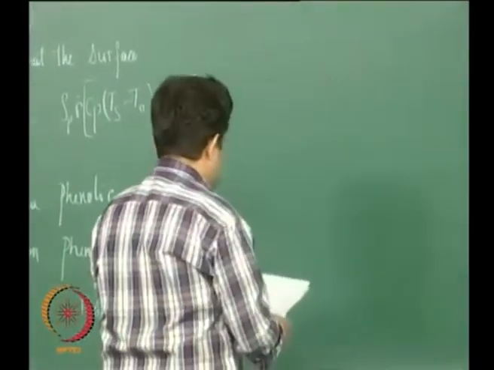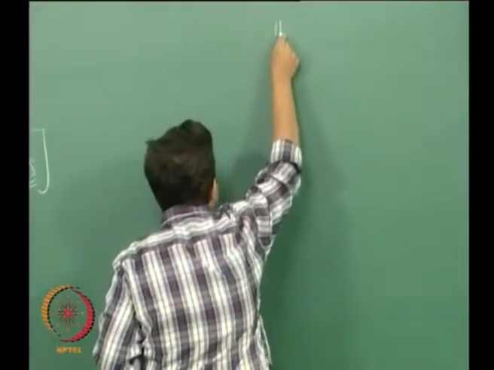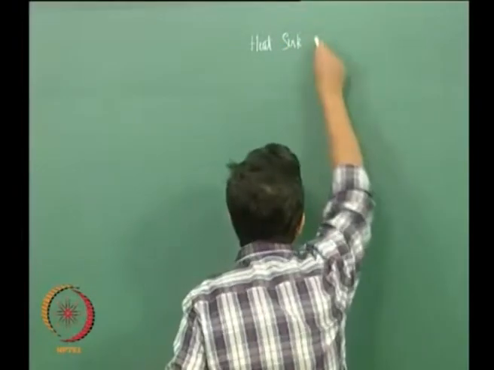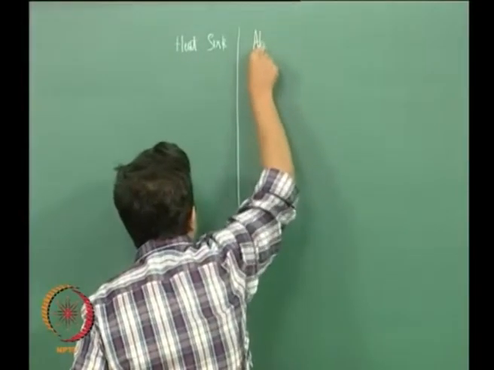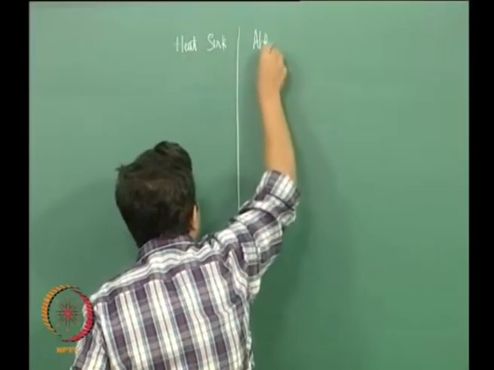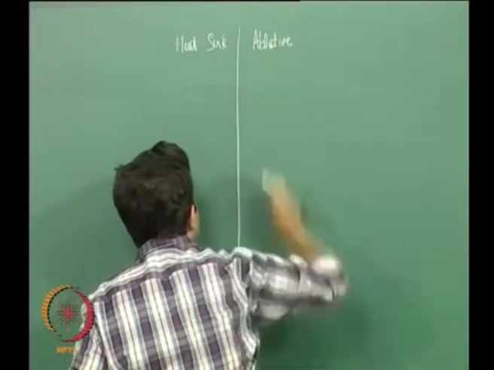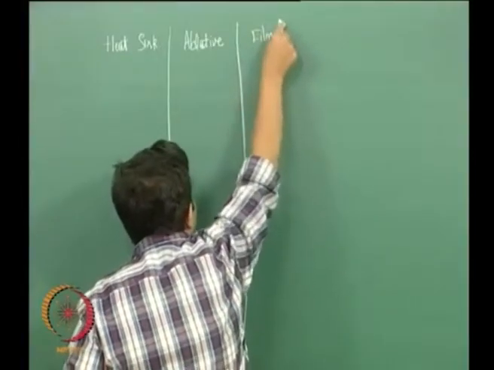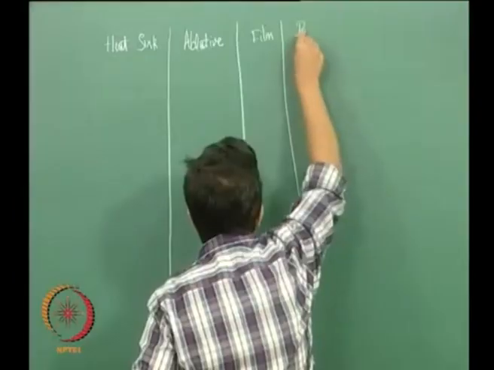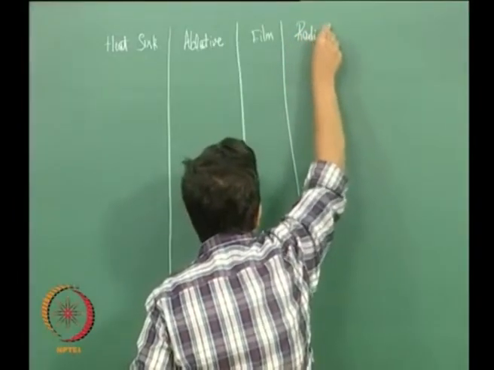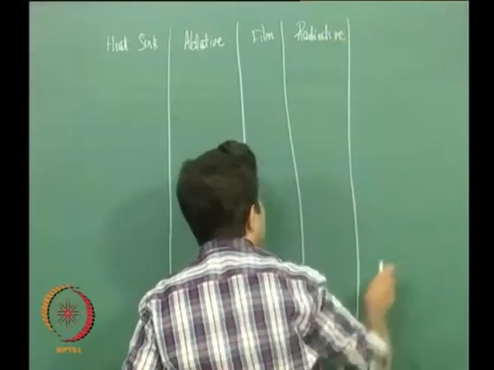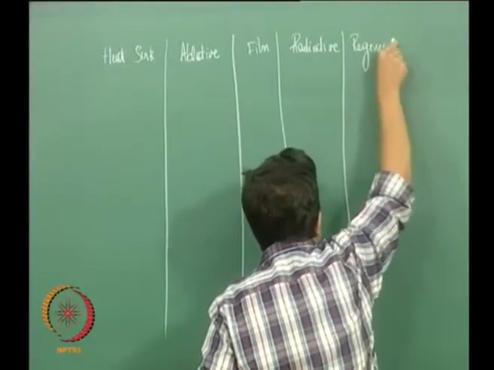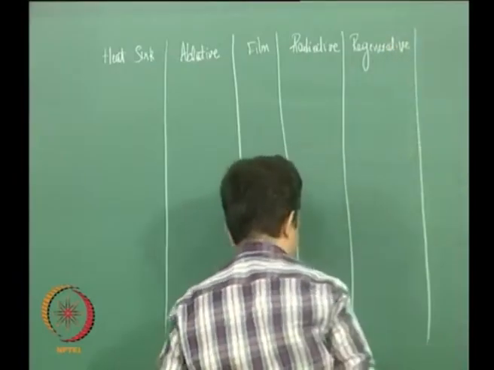If you look at the different kinds of cooling, one was heat sink, then ablative and film cooling, radiative, and lastly we had regenerative.